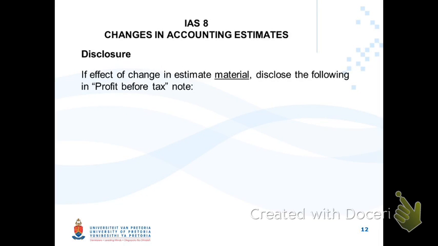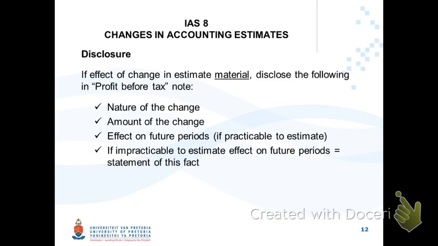Let's have a look at disclosures. If the effect of the change in estimate is material, then we'll have to disclose the following items in the note, profit before tax: the nature of the change, the amount of the change, the effect on future periods, if it is practicable to estimate. If it is impracticable to estimate the effect on future periods, then we must state this fact.